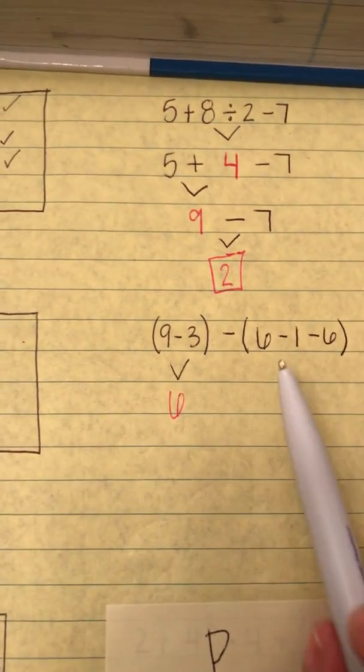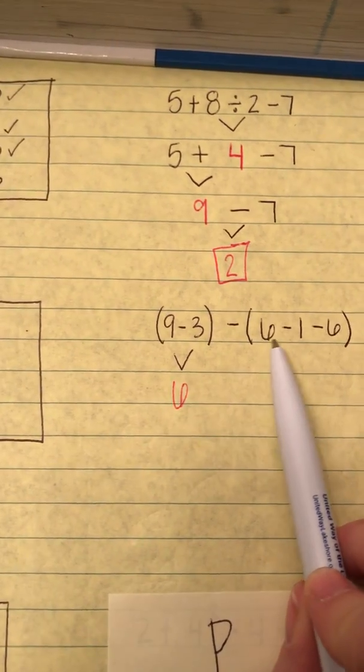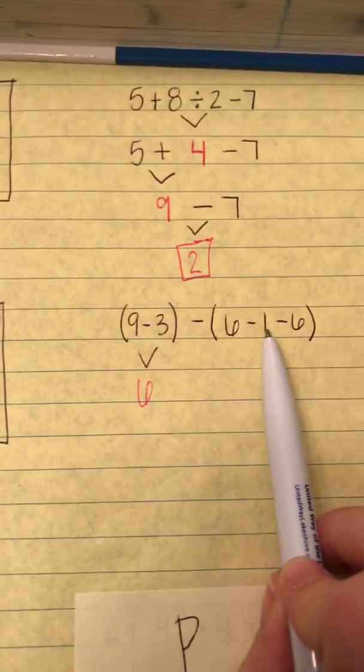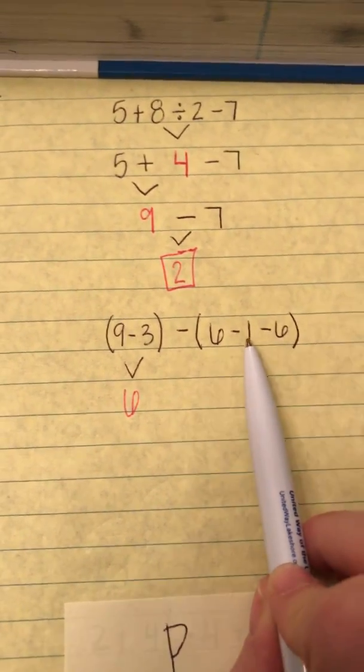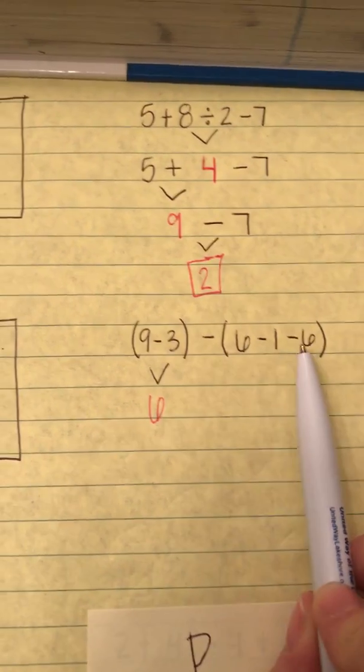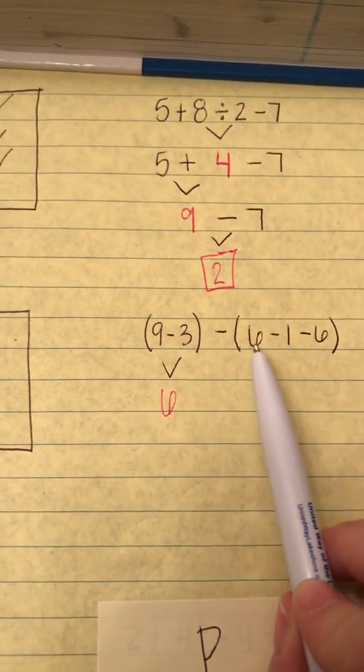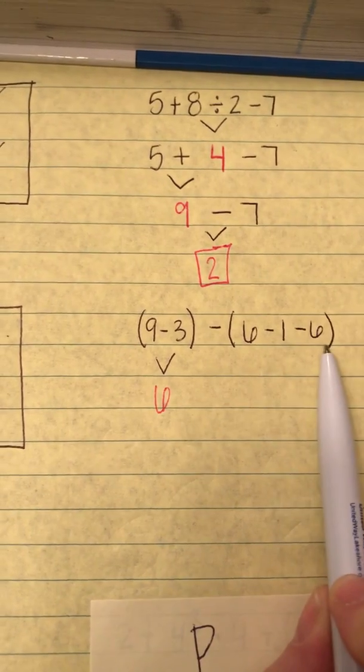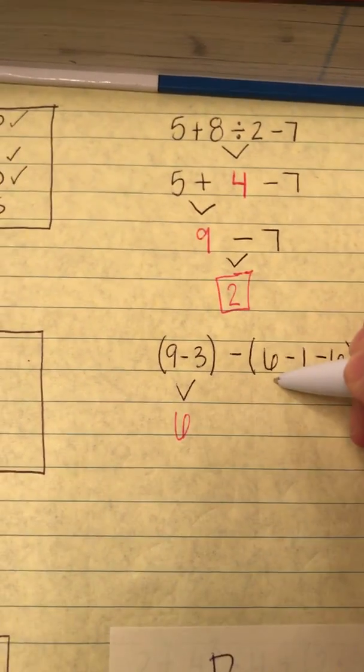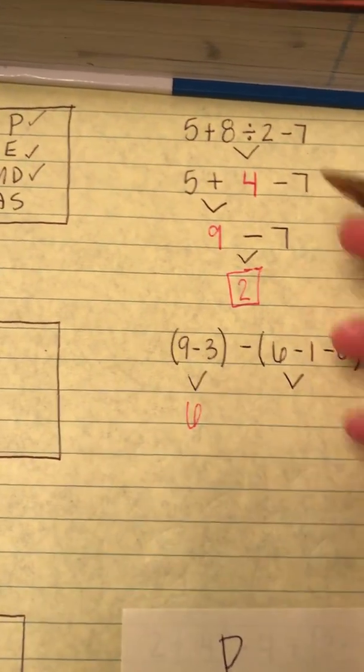And then I'm going to come over here, and I need to continue to work left to right. I cannot subtract 1. I cannot do 1 minus 6 because that's after this one. So I need to continue to work left to right just like you're reading a book. So I'm going to do 6 minus 1, which is 5.